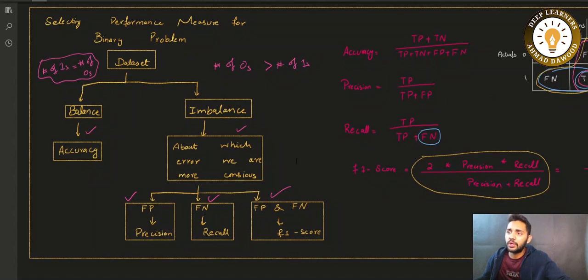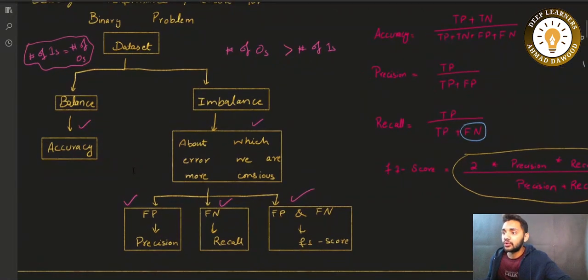So first of all, we will discuss what the actual intuition is behind that. If you have a balanced data set, no matter which error you are more conscious about, you can simply use accuracy. So we will see here.